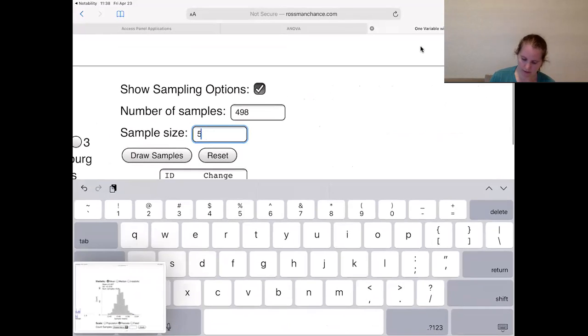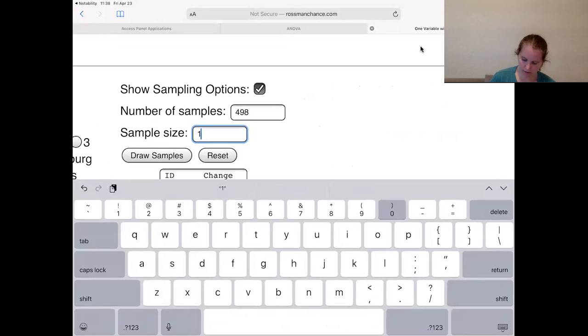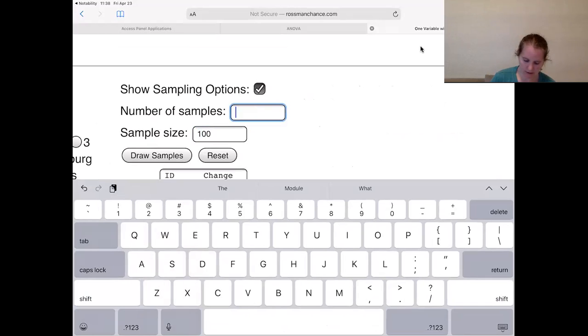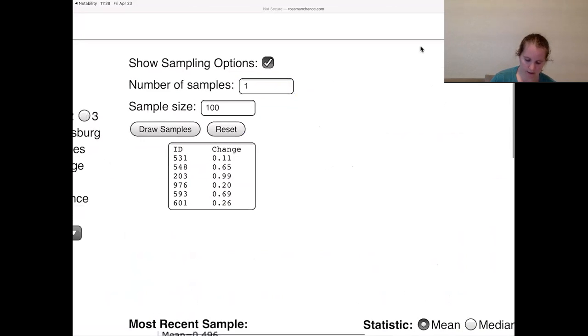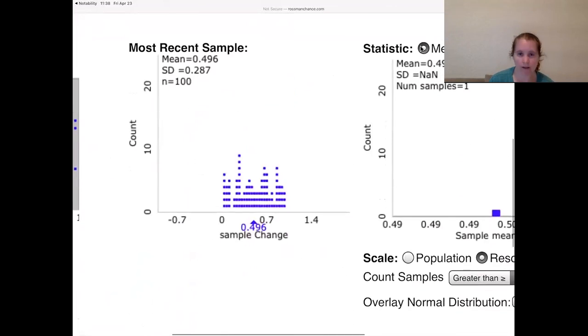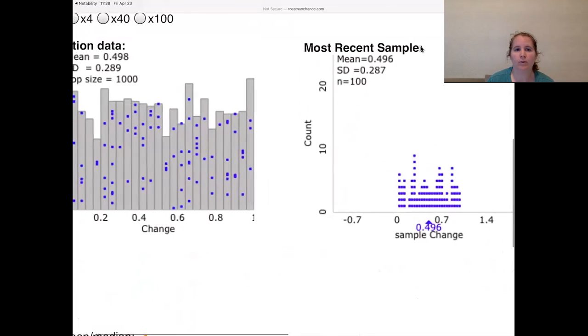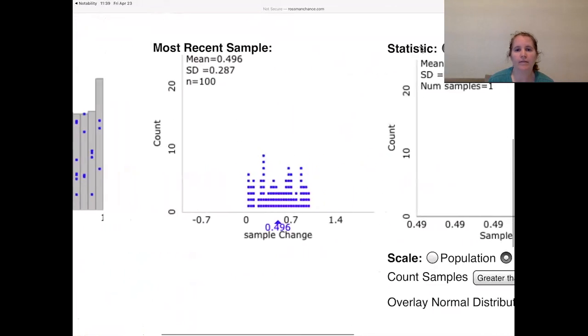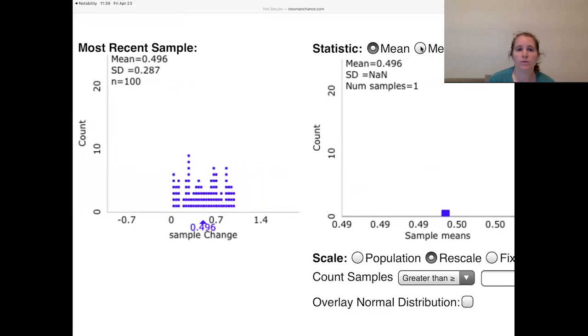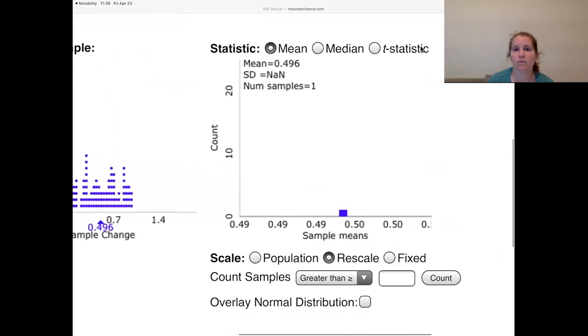Let's go ahead and look at 100 in our sample. Here's our first sample of size 100. Those are all our data values. Again, we can see them being pulled from the original data set. And the mean was 0.496, so we put that 0.496 in our histogram for the sample mean.